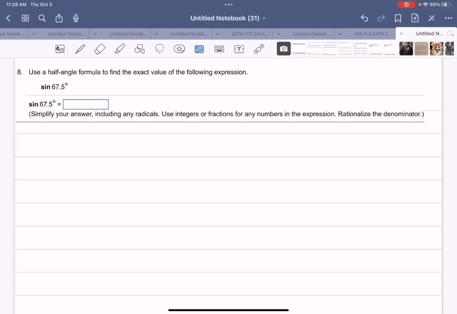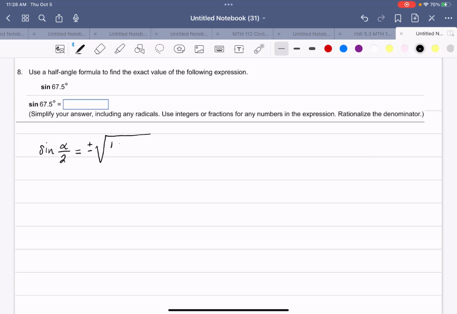Example number 8. Use a half-angle formula to find the exact value of the following expression. Sine of 67.5 degrees. Well, my half-angle formula for sine of alpha over 2 is plus or minus, and I'll explain that in just a minute, the square root of 1 minus cosine alpha divided by 2.